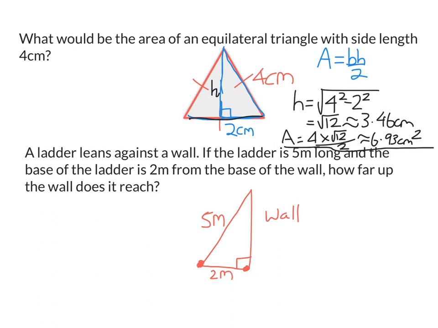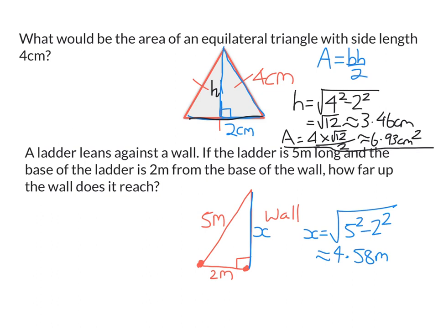So if I want to find out how far up the wall it reaches, I'm just finding this distance here, which I'll call x. Once again, x is a shorter side, so it will be the square root of 5 squared minus 2 squared. Again, we're minusing because we're finding a shorter side. So if we put that on our calculator, I'll give it to 2 decimal places, it will be about 4.58 meters. So what we're doing is taking real-world applications and turning them into right-angled triangle questions.